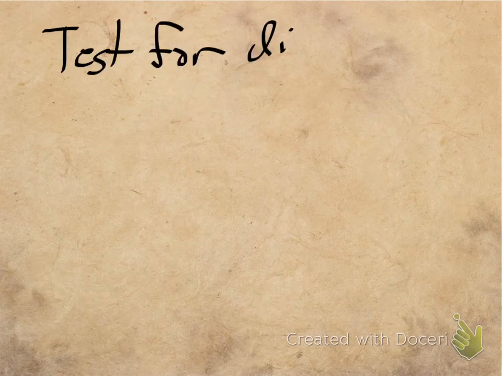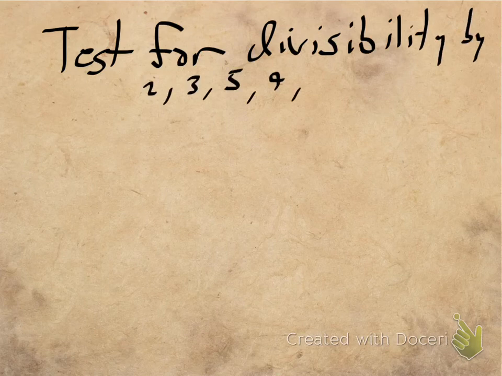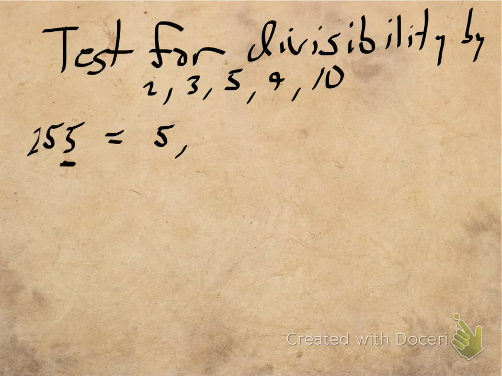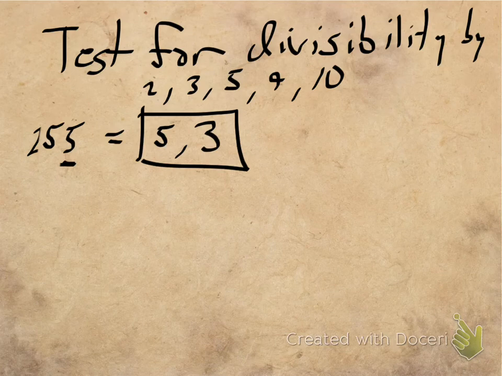When I say test for divisibility, what I mean is test whether 2, 3, 5, 9, or 10 go into a number. So take 255 and test for divisibility by 2, 3, 5, 9, 10. You look at the last digit. Do 2, 5, or 10 go in? 5 does because it ends in a 5. Now add it up. What is 2 plus 5 plus 5? It equals 12. So that means 3 goes into it, but does 9? No. So all you do is write down the numbers that actually work. 3 and 5 both work for this.